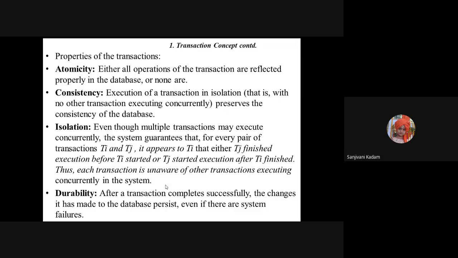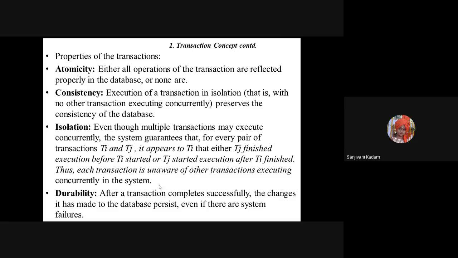Isolation: even though multiple transactions may execute concurrently, the system guarantees that for every pair of transactions Ti and Tj, either Tj finished execution before Ti started, or Tj started execution after Ti finished. It means a sequential execution should be there. Thus, each transaction is unaware of other transactions executing concurrently in the system.